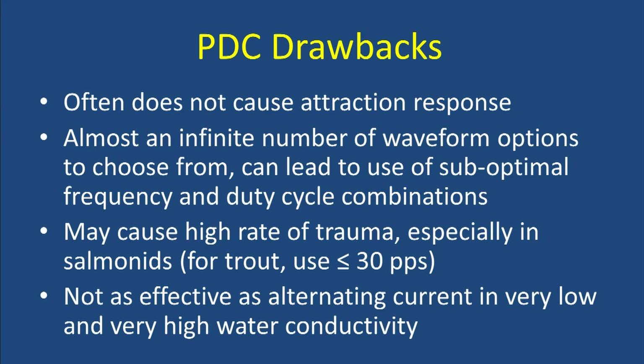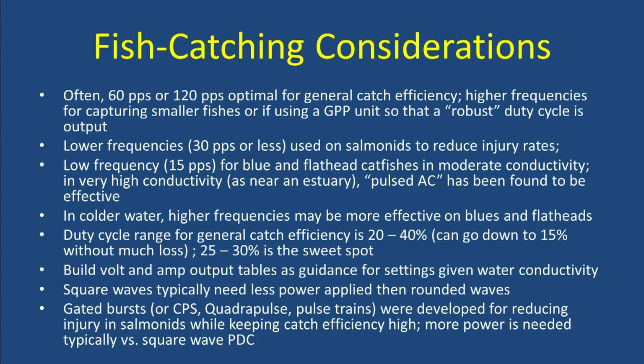It could cause a high rate of trauma, especially in trout and salmon, so that's why it's 30 pulses per second or less for trout. And pulse direct current's not as effective as alternating current or AC in very low and very high water conductivity. So what are the fish catching considerations here for pulse direct current?